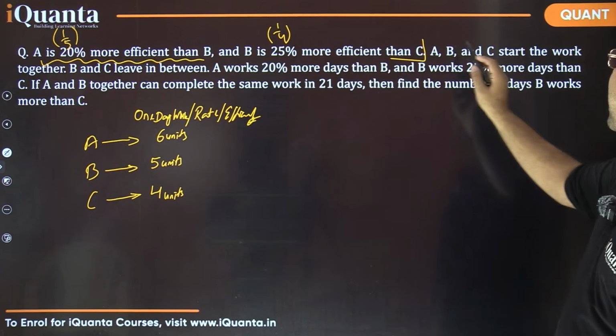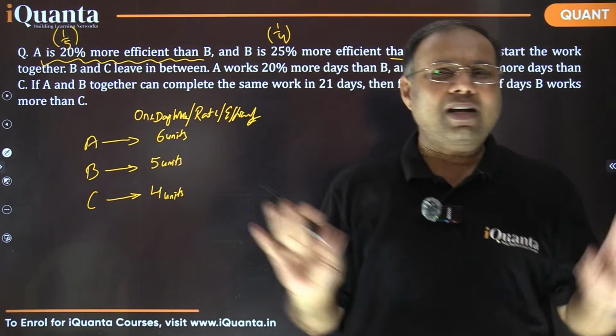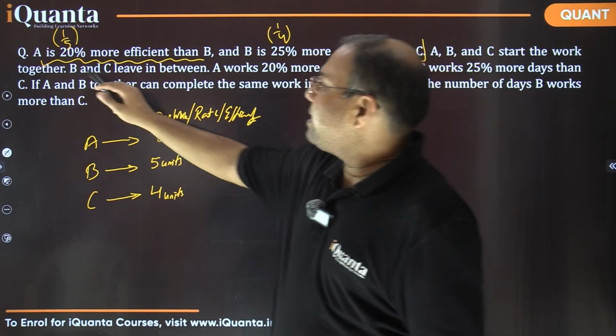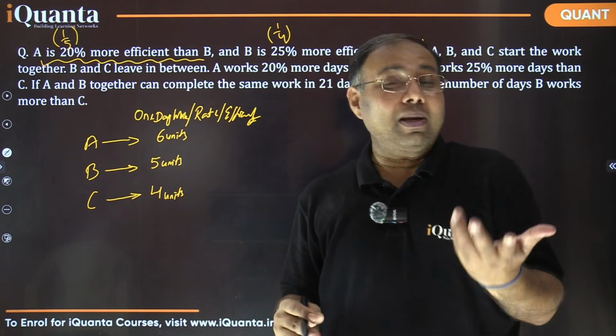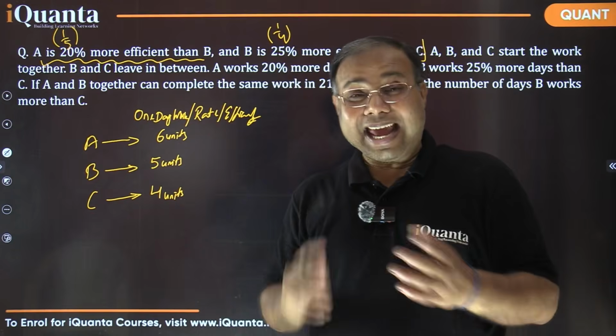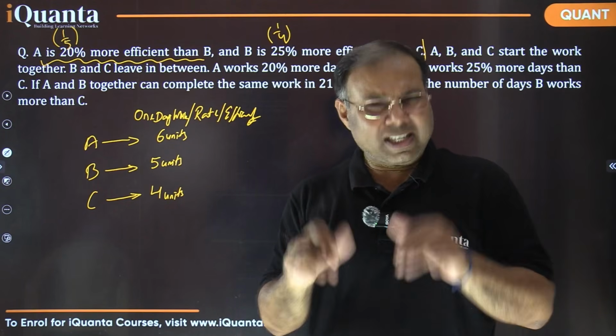Now further it says A, B and C start the work together. तीनों ने साथ में ही काम स्टार्ट किया है, बढ़िया. But B and C leave in between. B और C बीच में भाग गए, है ना? भाग लिए. तो भाग लिए. It means A must have done work for the longest duration of time, and B and C must have done the work for less duration of time.